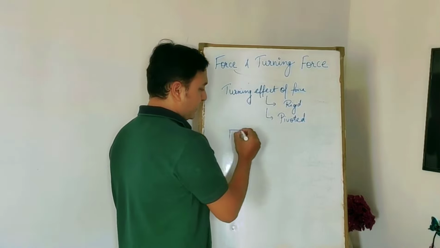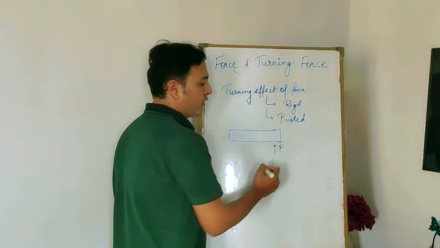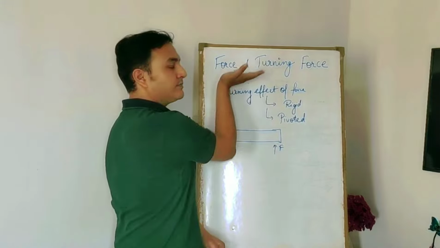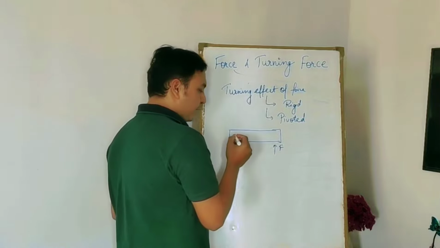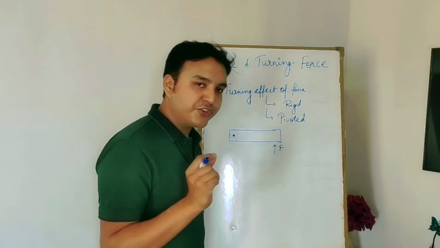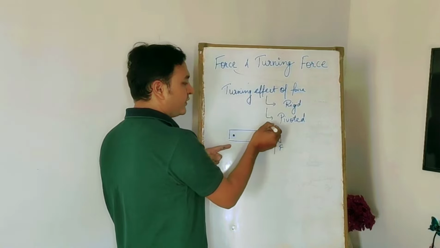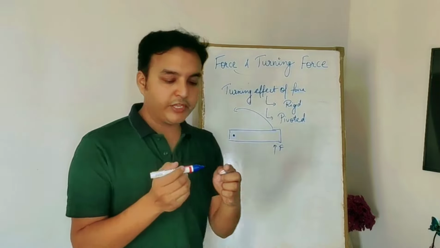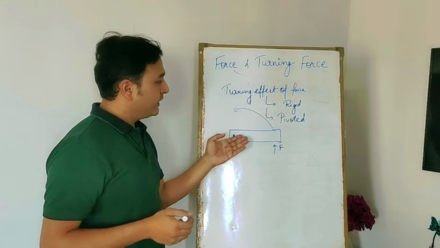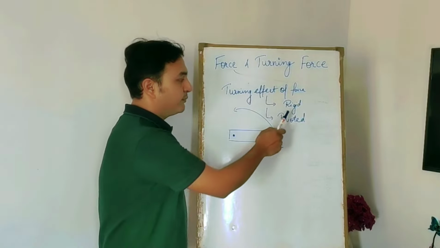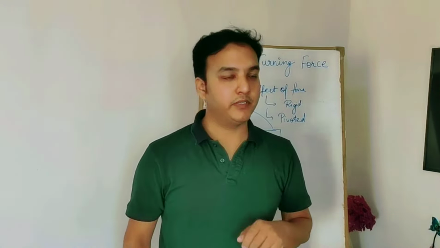For example, this is a body and I am going to apply a force here. What will happen? This body is going to move like this. But if I pivot it, if I hinge it, what will happen? This force is going to give this body a turning effect. This body is going to move like this. So, for the turning effect of force, two things are required. The first thing is the body should be rigid. The second, the body should be pivoted.